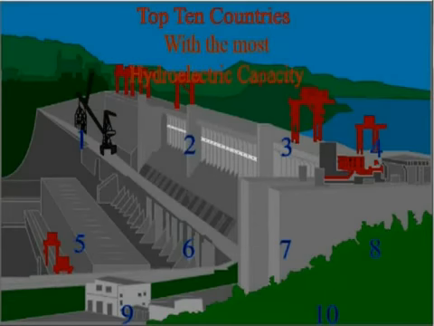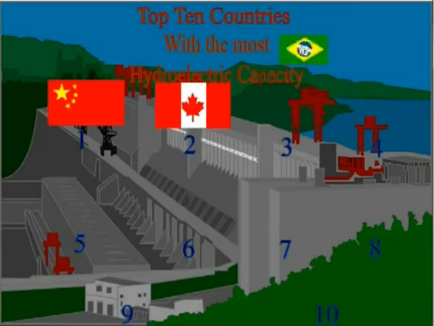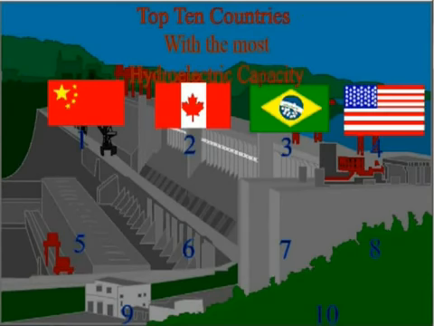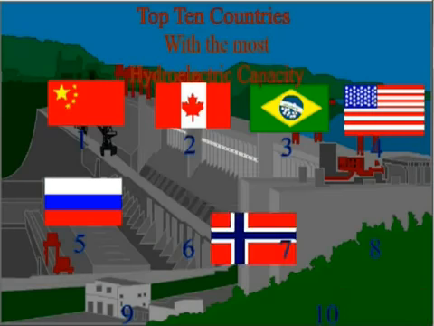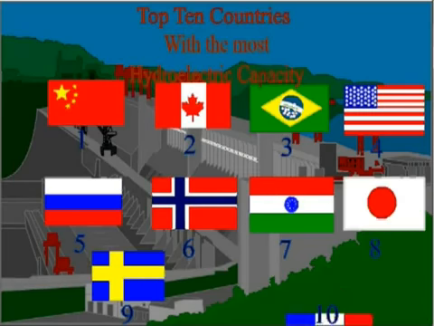Here are the top 10 countries with the most hydroelectric capacity: China, Canada, Brazil, US, Russia, Norway, India, Japan, Sweden, and France.